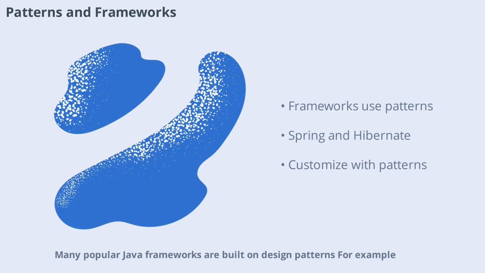Many popular Java frameworks are built on design patterns. For example, Spring uses Singleton and Factory patterns extensively, while Hibernate relies on proxy and template method patterns. Understanding these patterns helps you use frameworks more effectively and customize them to fit your needs.